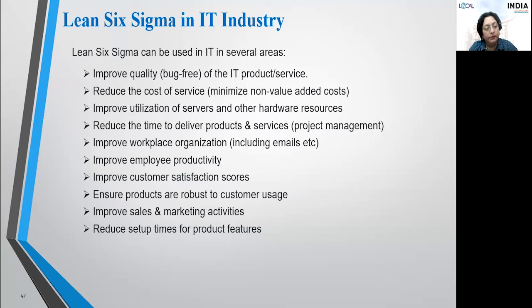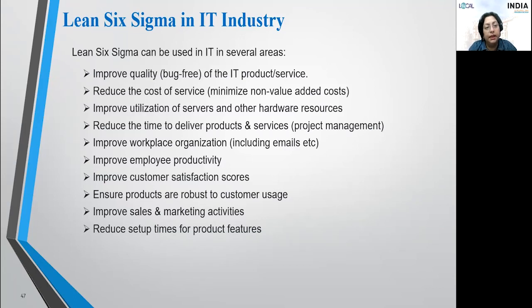In the manufacturing industry, processes are highly automated and are repetitive in nature. Whereas in the IT industry, success is more dependent on human interactions and communication. It is not pure science, and the processes are less repetitive in nature. But still, we find the application of Lean Six Sigma in the IT industry.